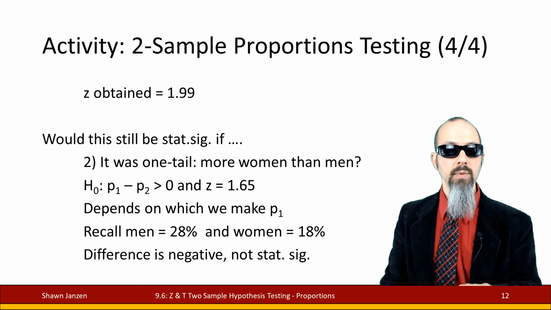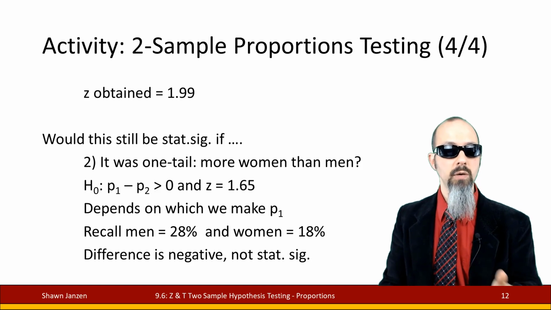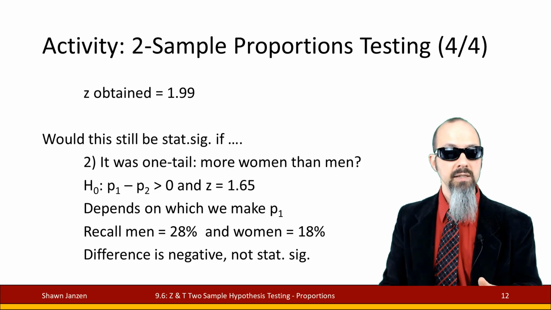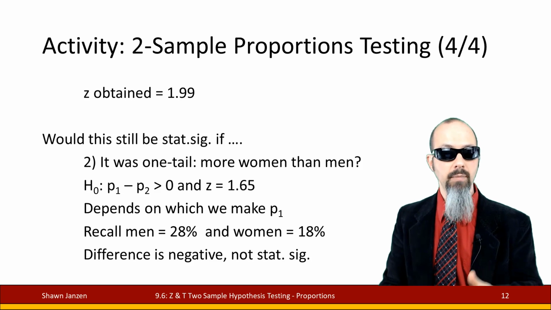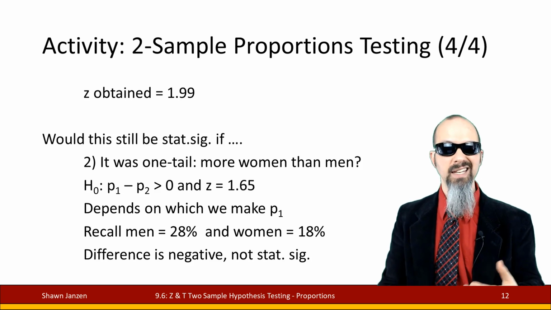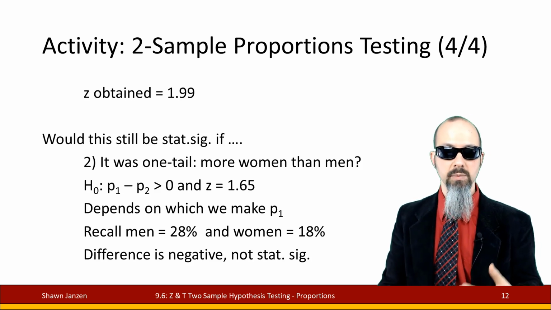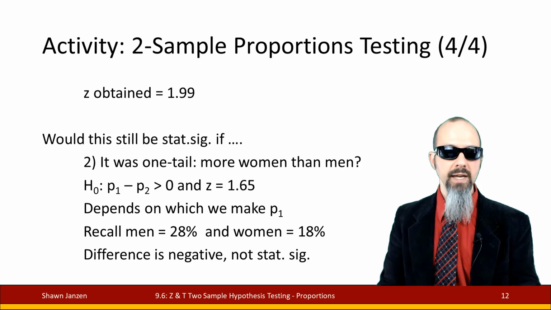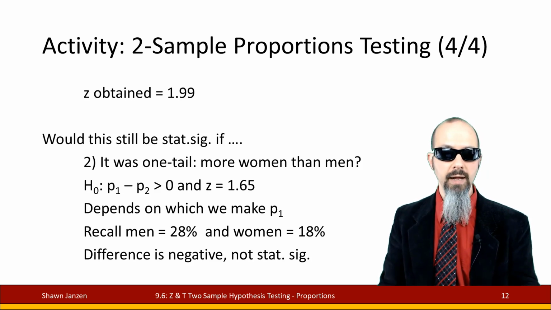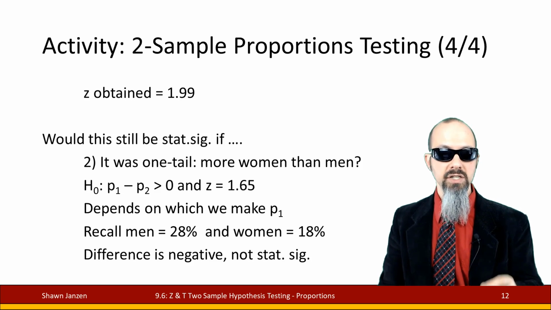So in this case, we're making P1 women, because it's P1 minus P2. And in this case, we have 18% minus 28%, which is going to give us a negative 10%, which in that case is going to create a negative z-score obtained. So it's going to be negative 1.99. The slide up top says positive 1.99. That was just a reference for where we started at. But in this case, it's going to generate a negative z of 1.99.